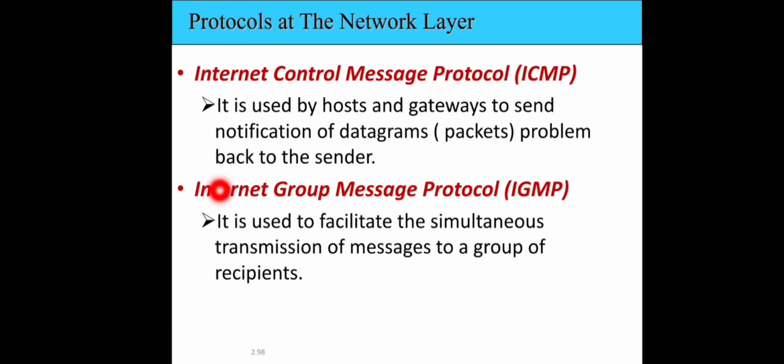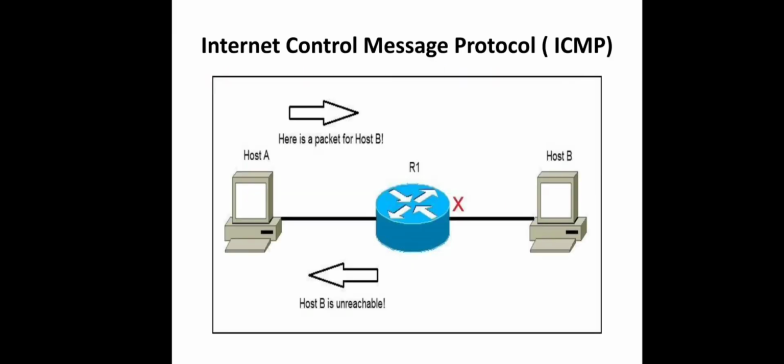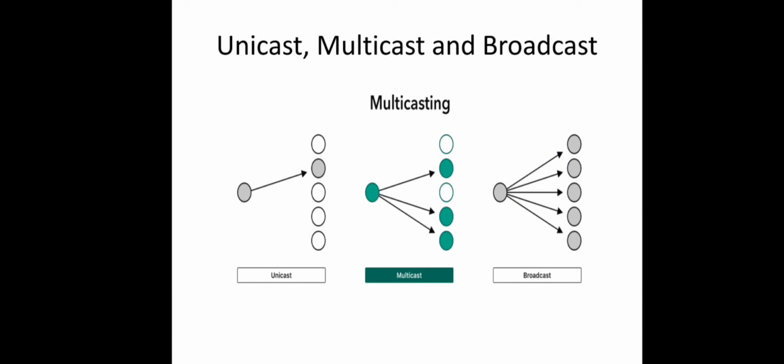Coming to the next protocol, that is Internet Group Message Protocol, or IGMP. It is mainly used for group management, for example, multicasting. You know what multicasting is, right? We have different types of information communication: unicast, multicast and broadcast. If a particular message is sent to only a single receiver, that is called unicast.